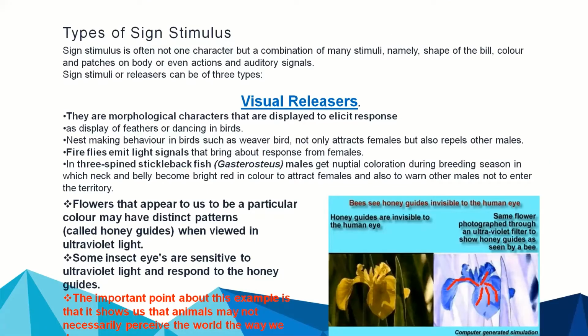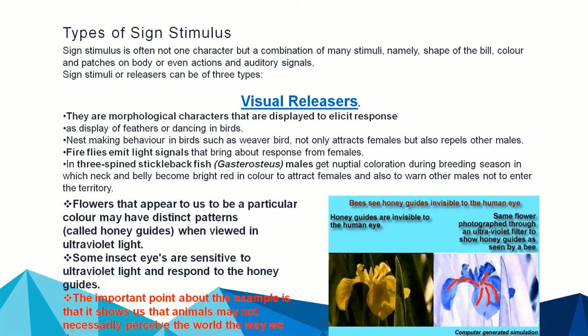So, types of science stimulus. Science stimulus is not often one character but a combination of many stimuli, namely shape of the bill, color and patches on the body, or even action and the auditory signals. Science stimulus can be of three types. The first type is the visual releasers. The visual releasers mean that the signal or the stimulus is some morphological character, and these morphological characters are displayed to elicit response.